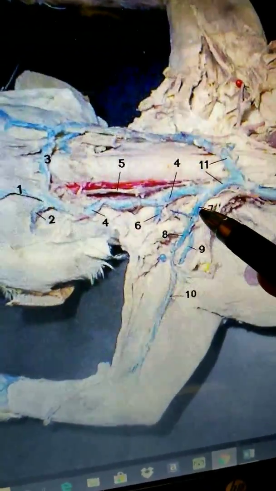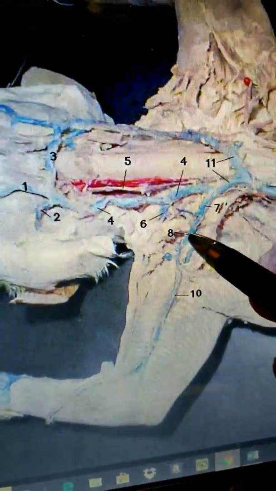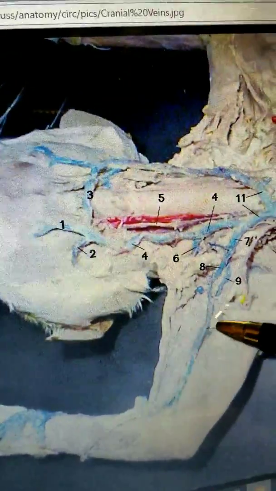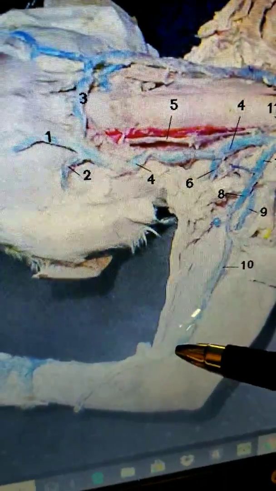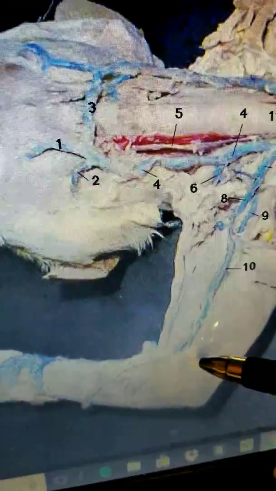Number 7 is the subclavian vein. As you move laterally, it turns into the axillary vein. Following the axillary vein, it turns into the brachial vein, listed as number 10, which then goes down and splits to the radial and the ulnar vein.